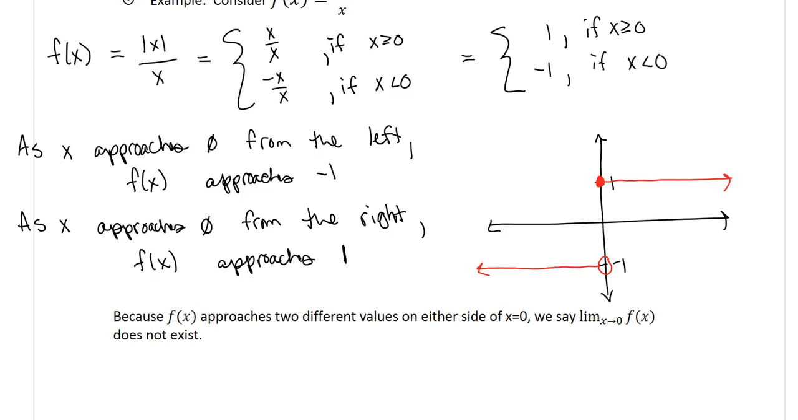Now you can talk about the limit of this function as x approaches any other value. For example, if you wanted to talk about it as x approaches 2, the limit from the left is 1 and the limit from the right is 1. So it's approaching the same value from both sides, so therefore the limit as x approaches 2 is 1. But the limit as x approaches 0 for this function does not exist.